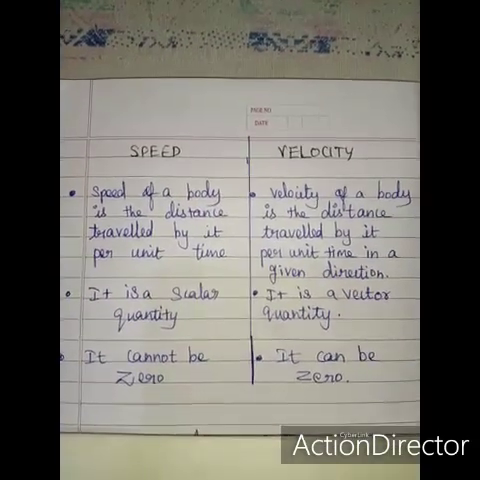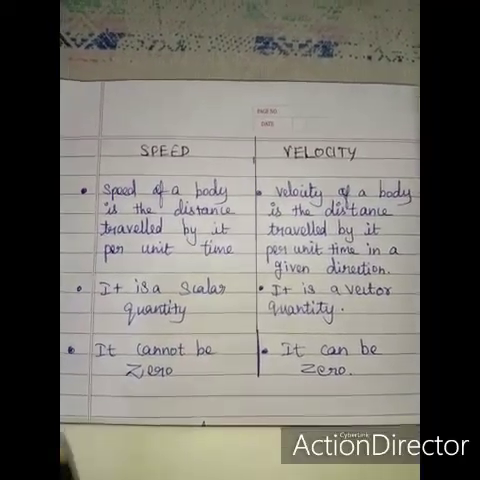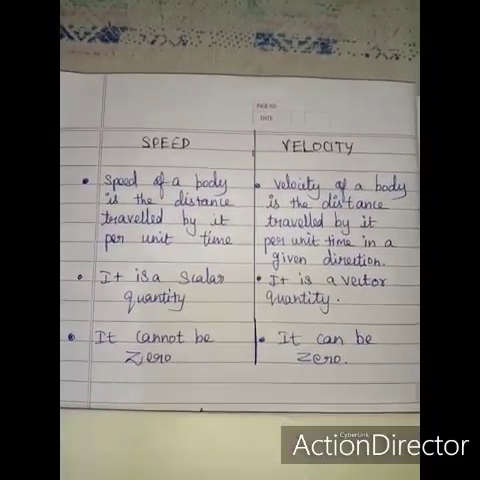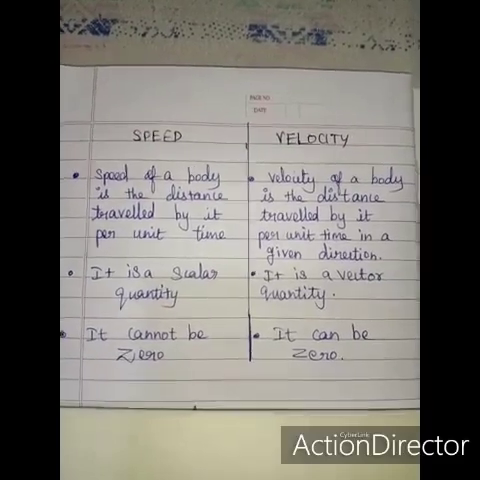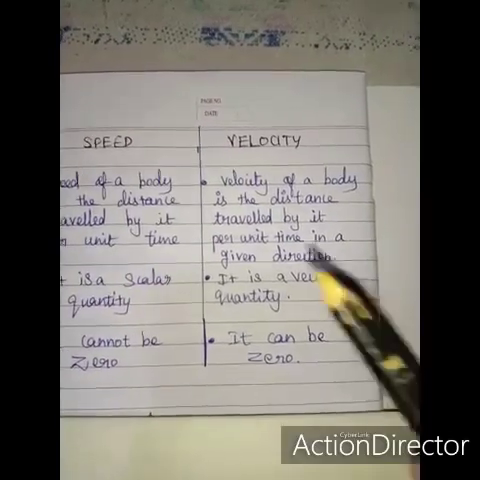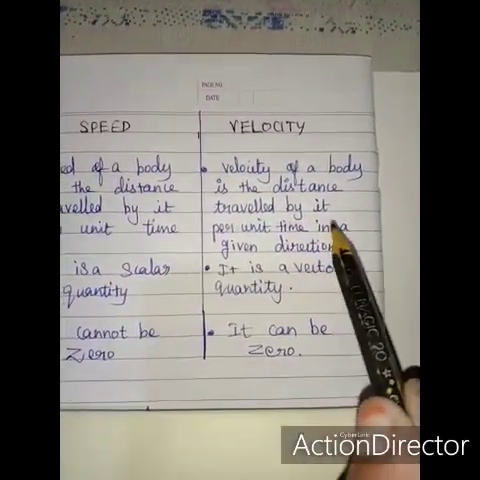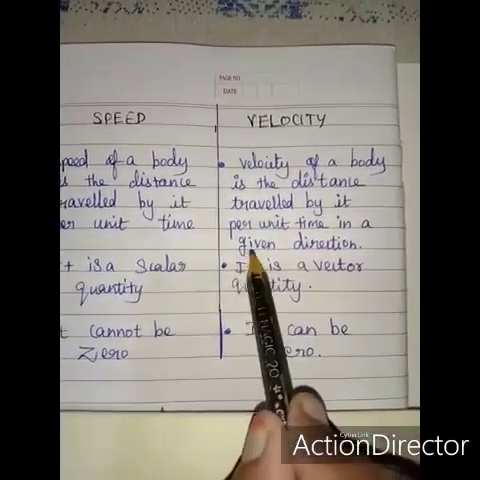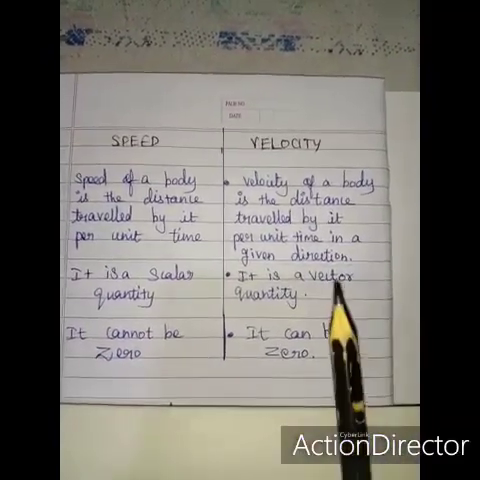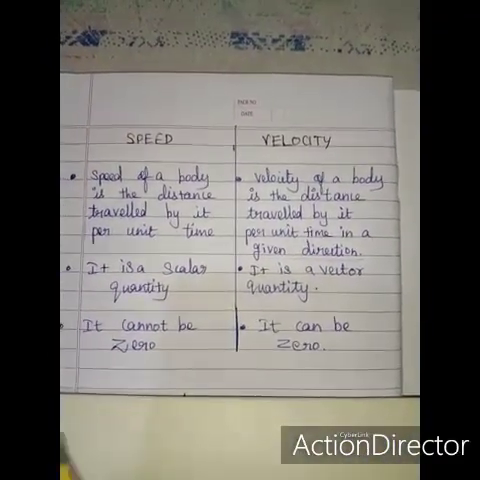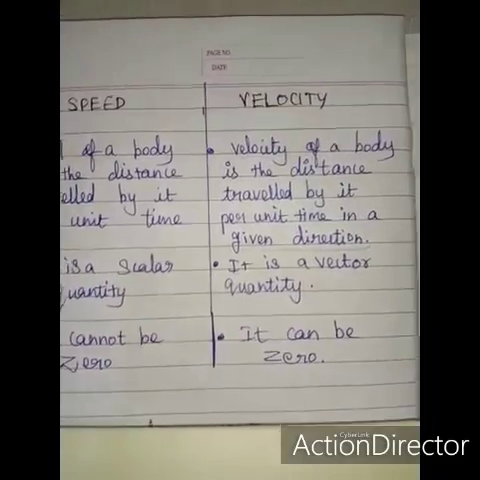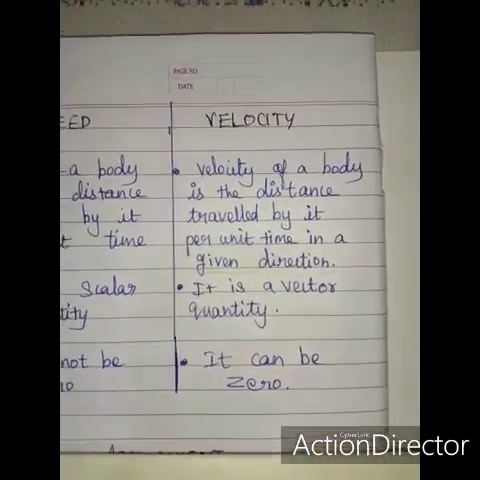What is the difference between speed and velocity? Speed of a body is the distance travelled by it per unit time. Velocity of a body is the distance travelled by it per unit time in a given direction. Speed is a scalar quantity. Velocity is a vector quantity. Speed cannot be zero, but velocity can be zero.